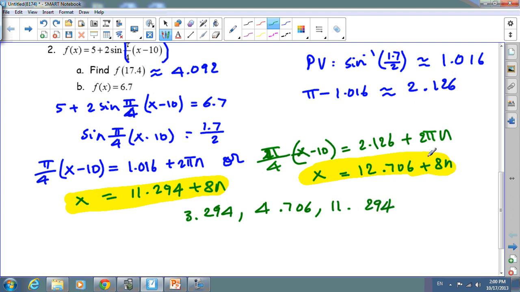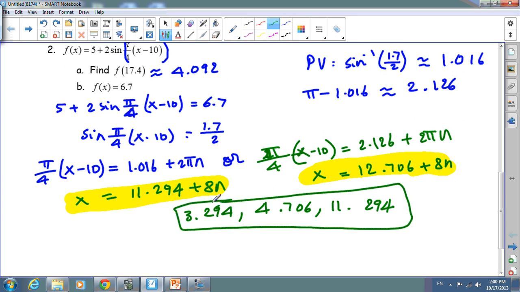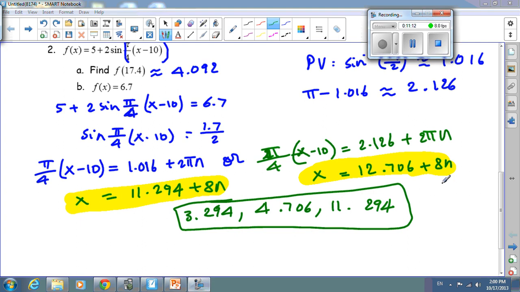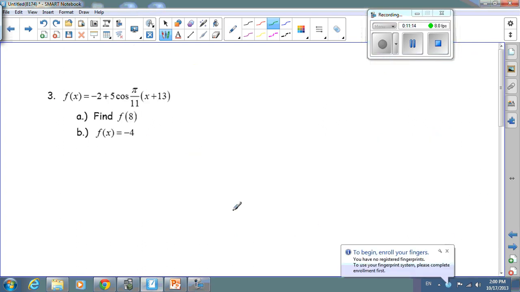11.294. It's not always 0, the first one. If plugging in a negative value still gives you a positive value, that's what you're going to use. So this represents my solution. All right, let's go ahead and move to the next one.